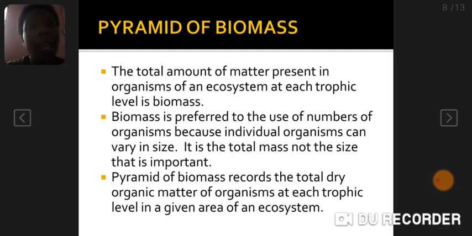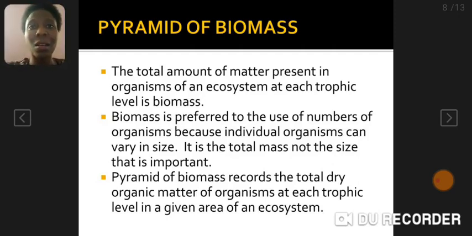Why, when you're talking about biomass? Because it would be good to derive biomass from the numbers, since some of these organisms are larger than others. But to make a good judgment, you will calculate the overall weight, or mass, of these organisms, the total quantity or weight of the organisms. Do you understand?